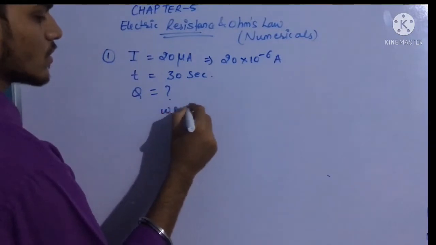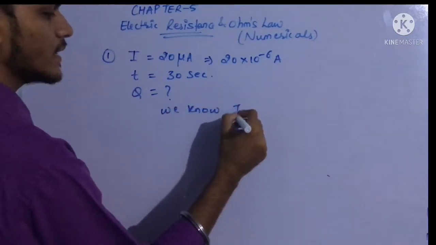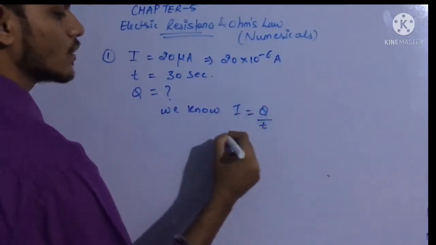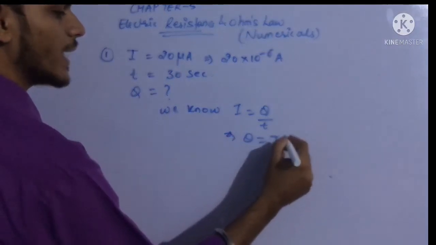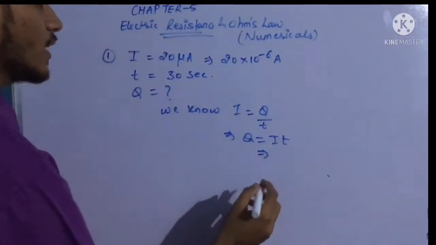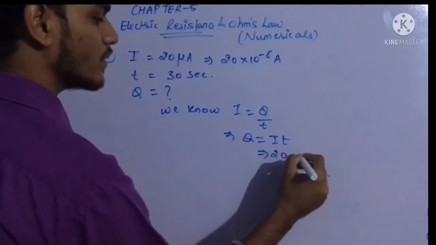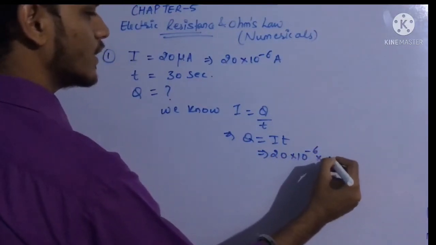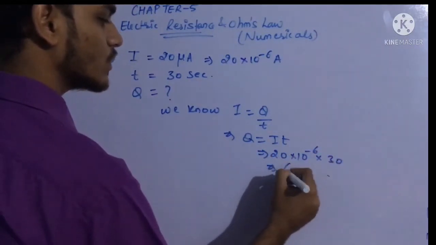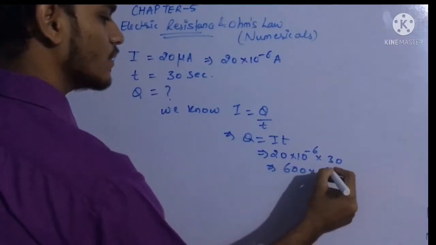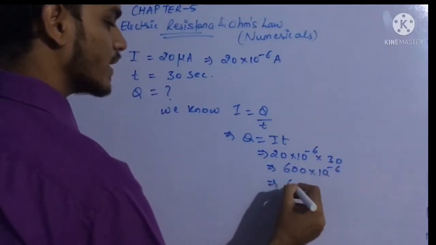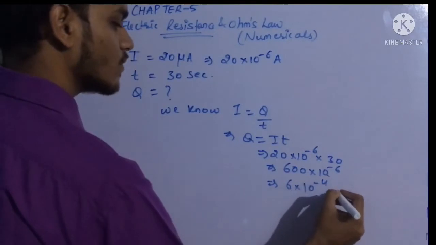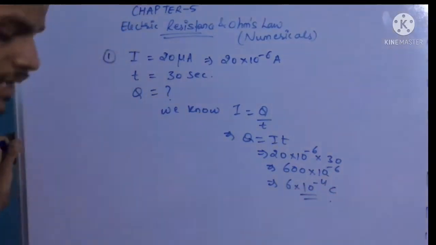We know I is equal to Q upon T. So Q will be equal to IT. On putting the values, we get 20 into 10 to the power minus 6 into 30, which is equal to 600 into 10 to the power minus 6, or we can write it as 6 into 10 to the power minus 4 coulomb. So this is the charge.